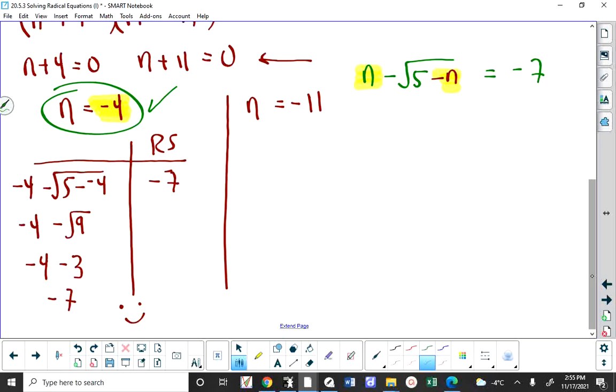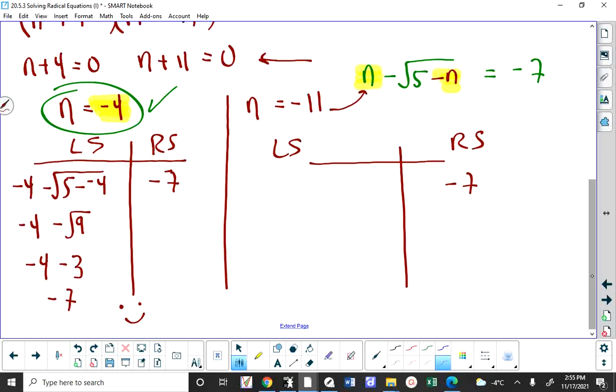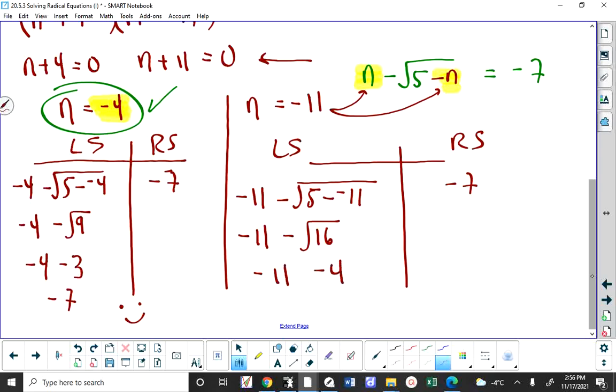Okay? What about if we try negative 11? Well, again, the right side is negative 7. There's no work for us to do there. The left side, we're going to put the negative 11 in here and in here. And I'm going to have negative 11 minus the square root of 5 minus negative 11. This is negative 11 minus the square root of 16, which is negative 11 minus 4, which is negative 15.